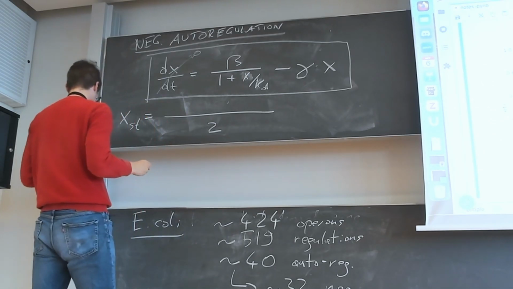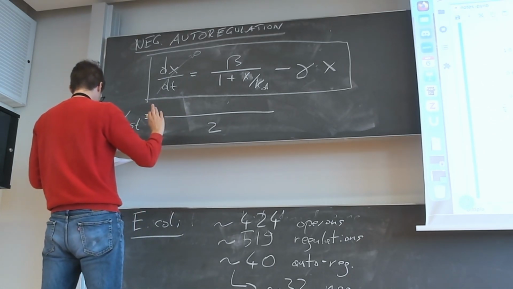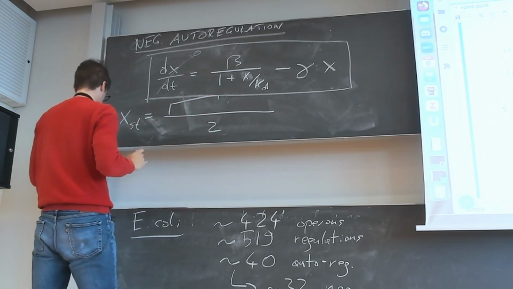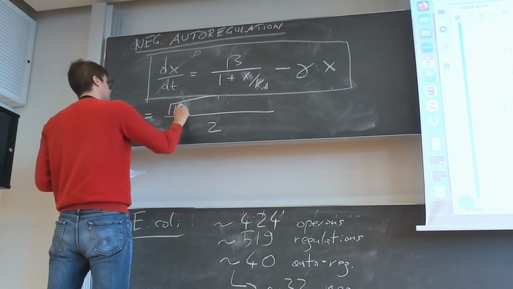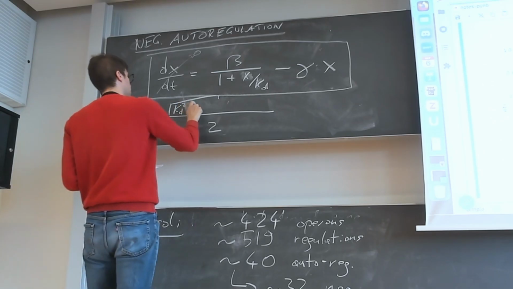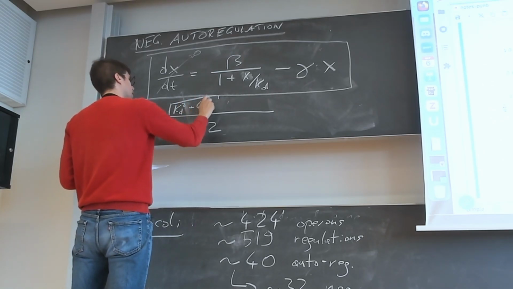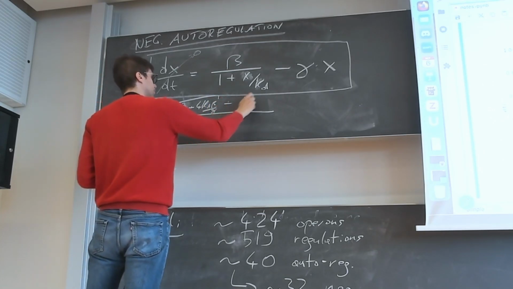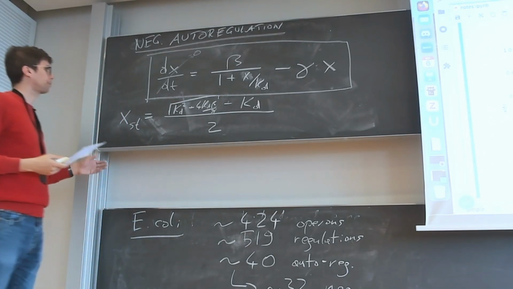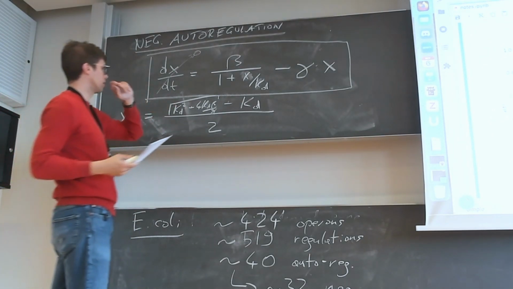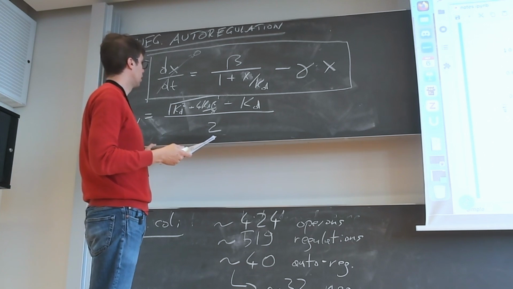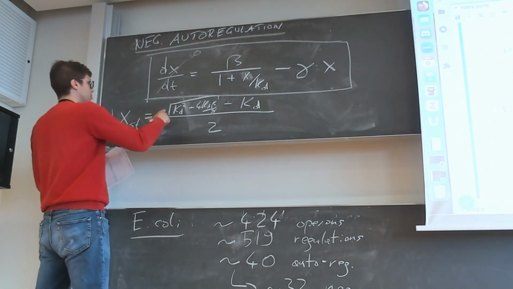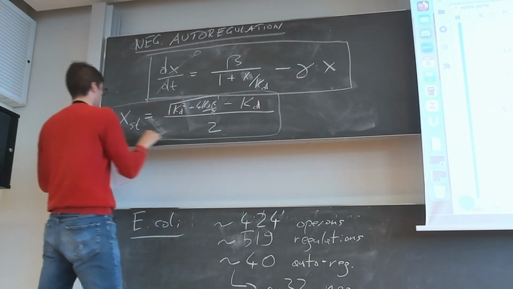divide by 2. And I'm already doing some, or let's not do a factorization right away. Let's do this slowly. So this will be square root of kd squared plus 4 kd beta over gamma minus kd. Okay. The minus solution is the correct one here. Sorry, the plus solution of the root is the correct one here.